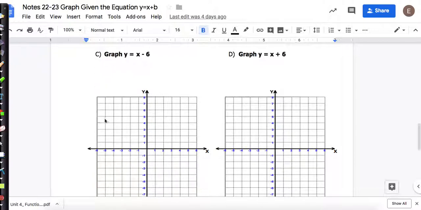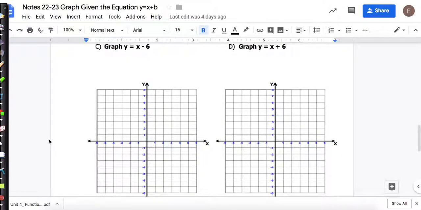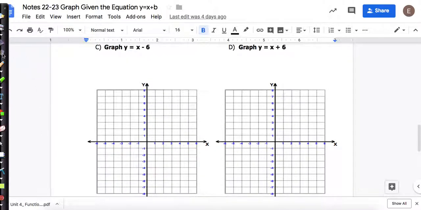So we have graph y equals x minus 6. So once again, we're going to circle the ending here, and that is the y-intercept. And since it's -6, and adding -6 is the same as subtracting 6, we're going to start at -6, right here on the y-axis.